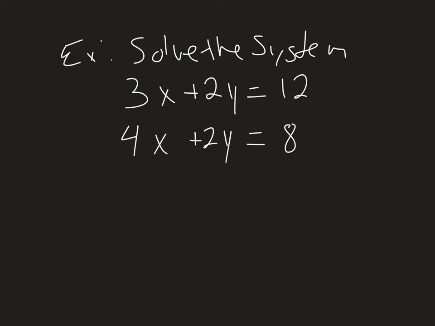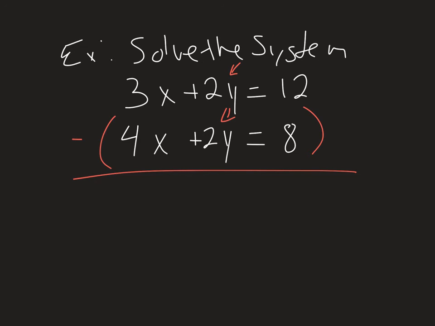So let's look at another example here. Let's say I have 3x plus 2y equals 12 and 4x plus 2y equals 8. Now, if I'm looking at this and I'm trying to think, okay, how can I eliminate one of my variables? Well, I can't add, because if I'm looking at the y's, they are the same. And that's a good thing, because then I can potentially eliminate, but I don't think I can do so with addition. I think we can with subtraction, though.